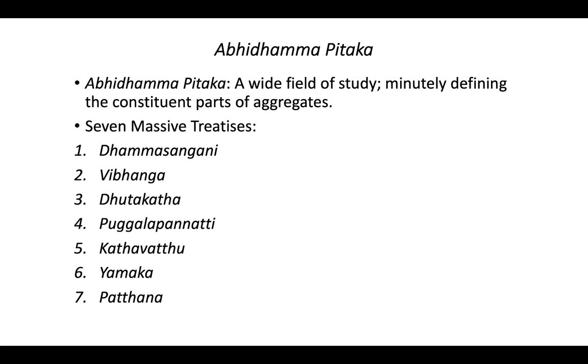Thus, the Abhidhamma approach covers a wide field of study, consisting of an analytical method of investigation, describing meticulously the constituent parts of aggregates, and finally setting out the conditions in which they are related to each other. Such a large scope of intellectual endeavor needs to be encompassed in a classified compilation. Hence, the Abhidhamma Pitaka is made up of seven massive treatises. They are Dhammasangani, Vibhanga, Dhatukatha, Puggalapannatti, Kathavatthu, Yamaka, and Patthana.